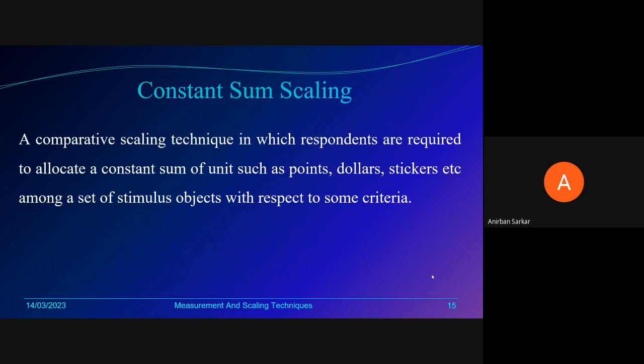So now come to constant sum scaling. You are in a position now to understand that according to your research, what scale you are going to use. Gradually, when I will be discussing all these comparative and non-comparative scales, you will be able to understand what scale you need to use in your particular specific research. Now we are coming to constant sum scaling. What is this? A comparative scaling technique in which respondents are required to allocate a constant sum of units, such as points, dollars, stickers, etc., among a set of stimulus objects with respect to some criteria.